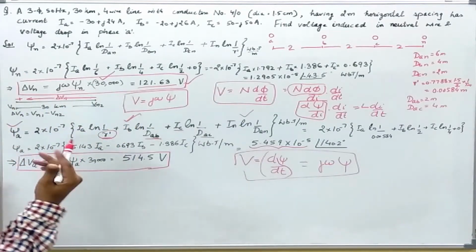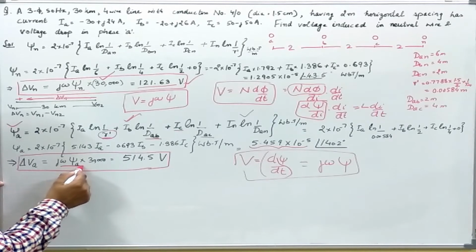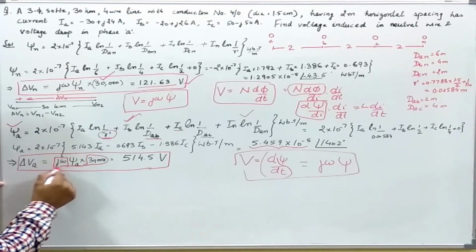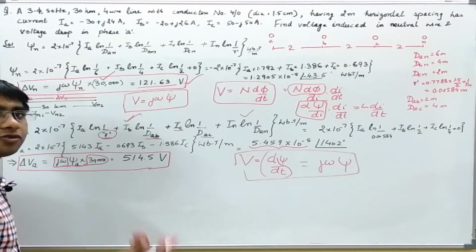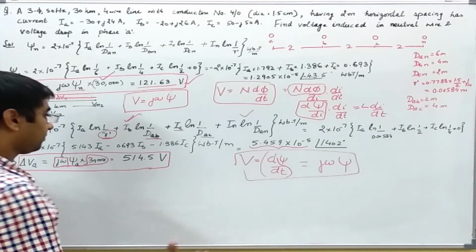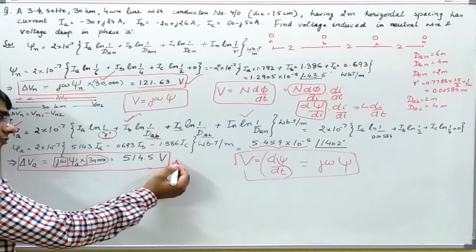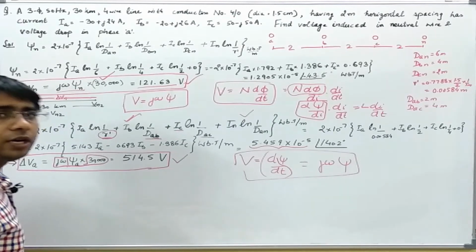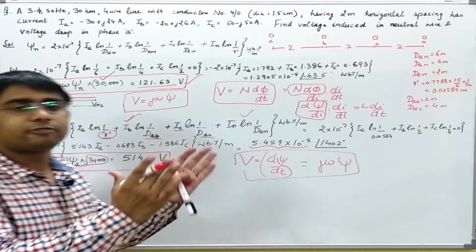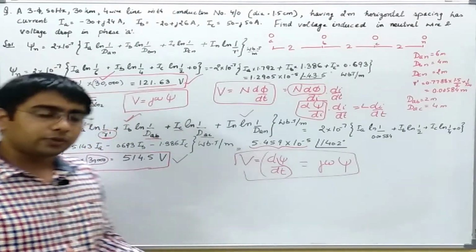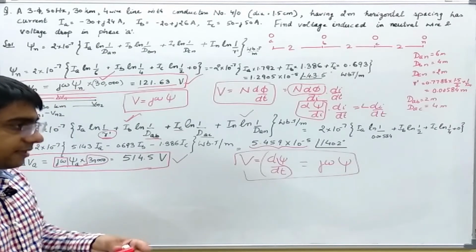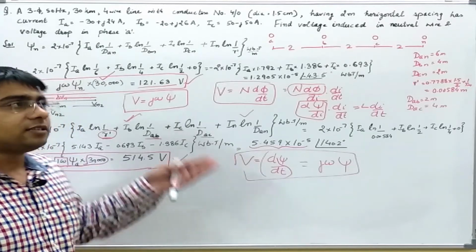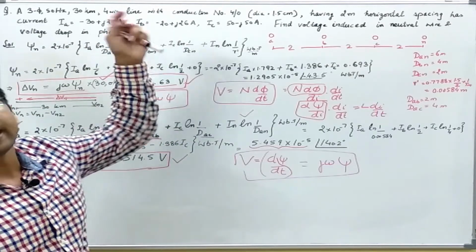Now multiplying this with j omega and the length, I will get the total voltage drop along the complete line. You see, there is a voltage drop of 514.5 volt within a length of 30 kilometer only. So you can see that this may create a problem whenever there is a high current along the line.